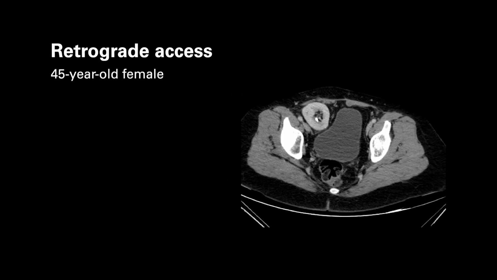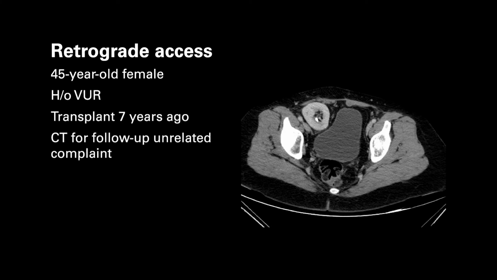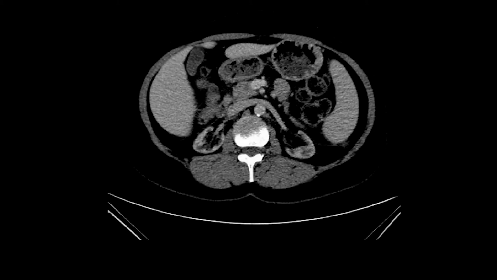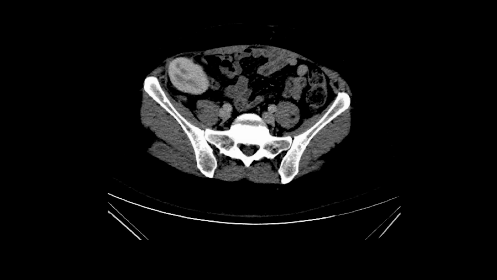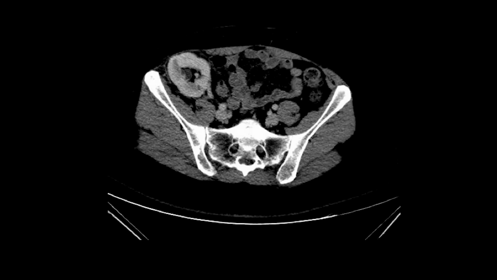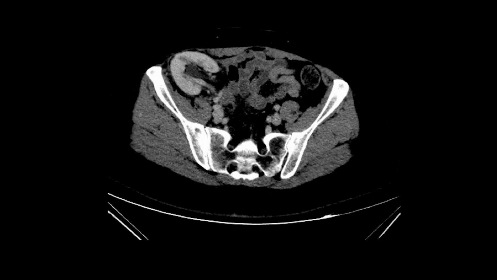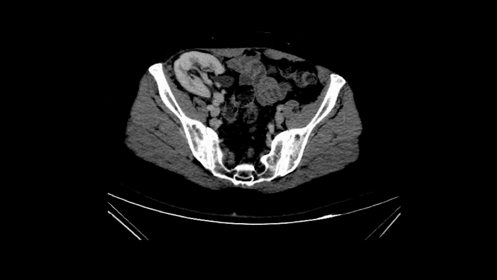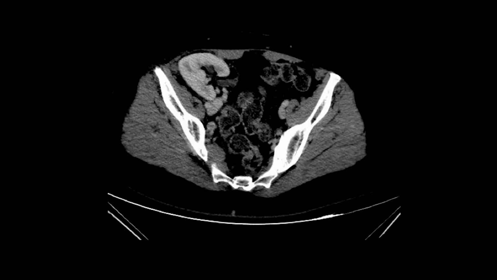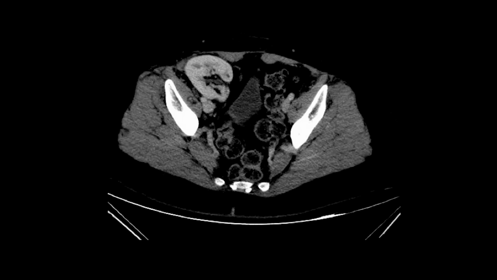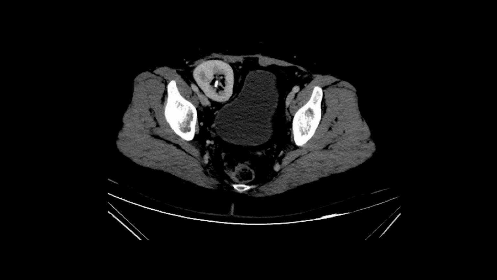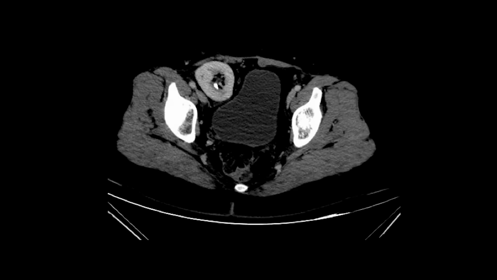So this is a case of a 45-year-old lady who had a history of vesicoureteric reflux. She had a transplant about 7 years ago, and she had a CT scan follow-up for an unrelated complaint. The CT scan showed, here you can see the native kidneys which look atrophic, and then here in the right iliac fossa, you can see her transplant kidney. As we follow it down, we reach some stone in the lower pole of that kidney. So not a very big stone, but certainly a stone which, given it's effectively a single kidney, we're going to need to treat for her.